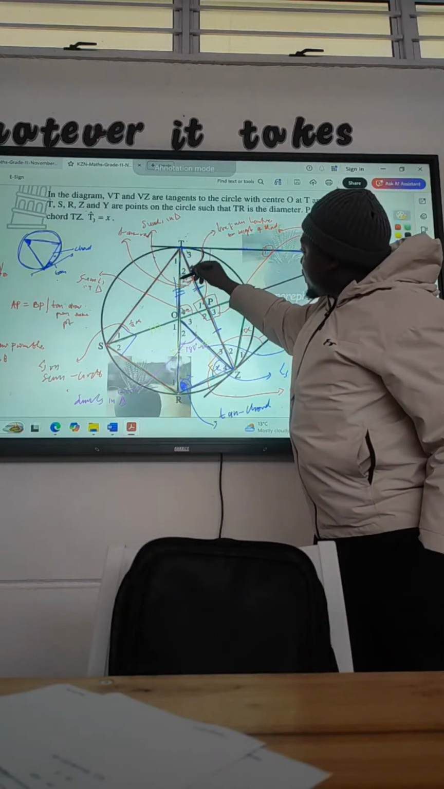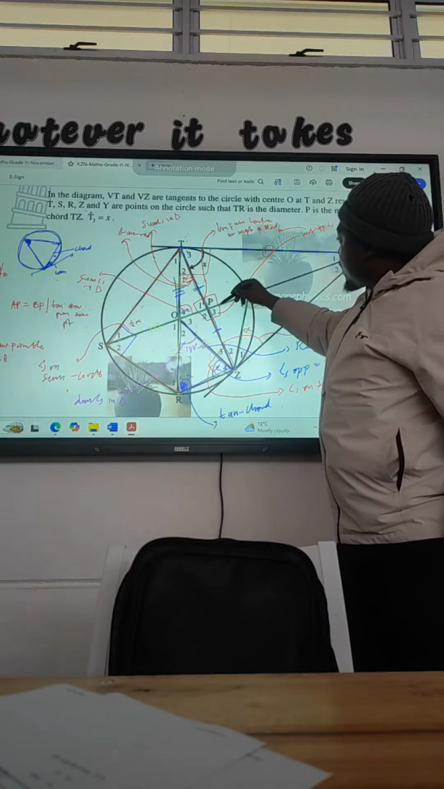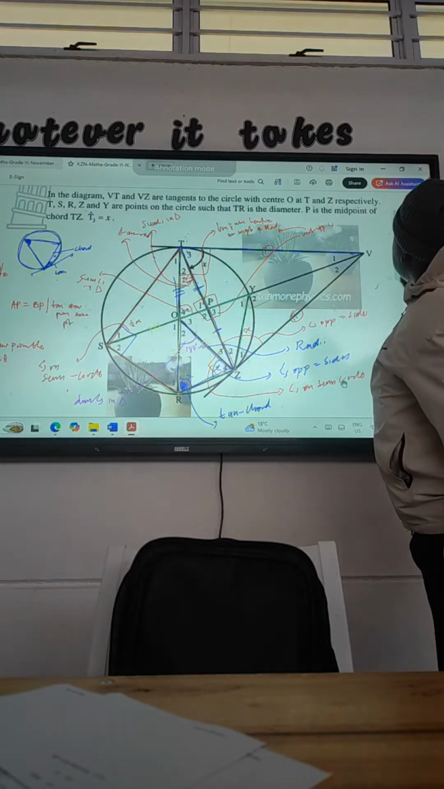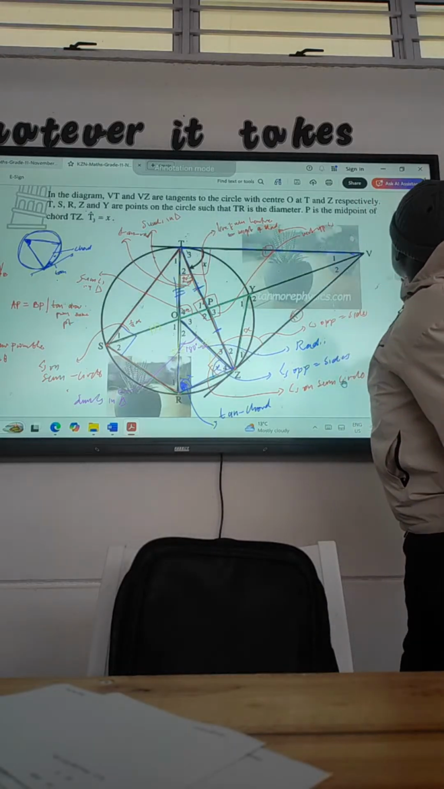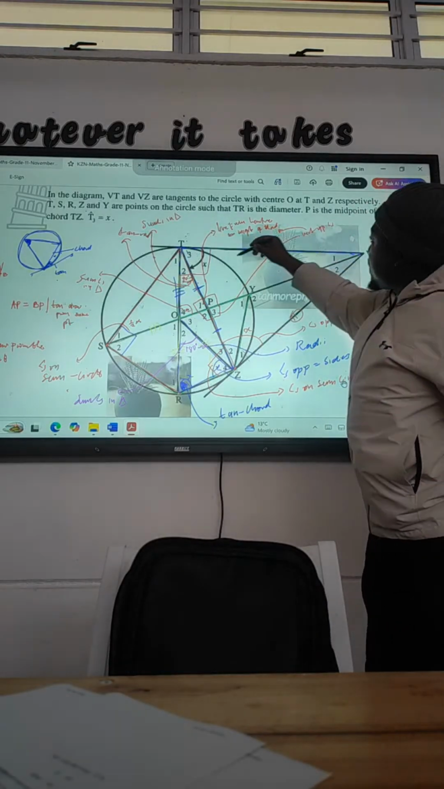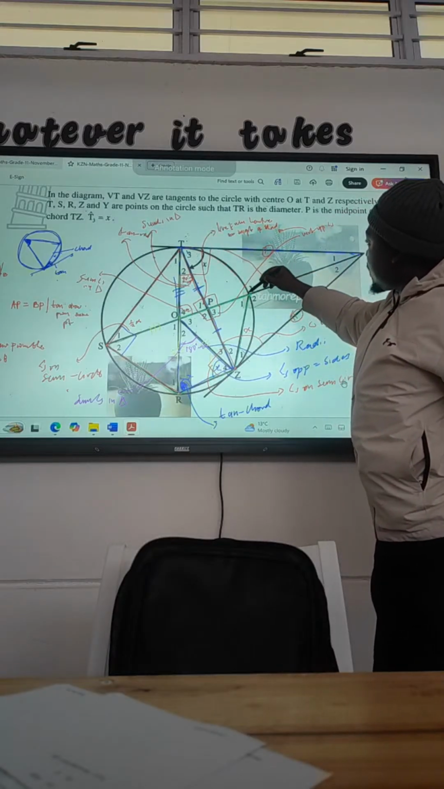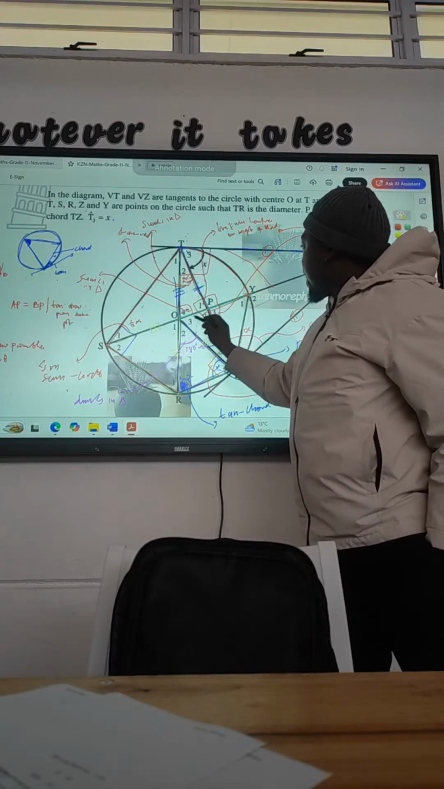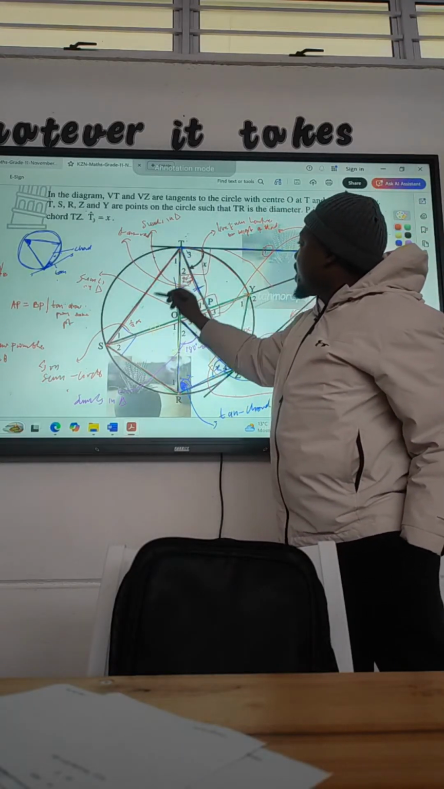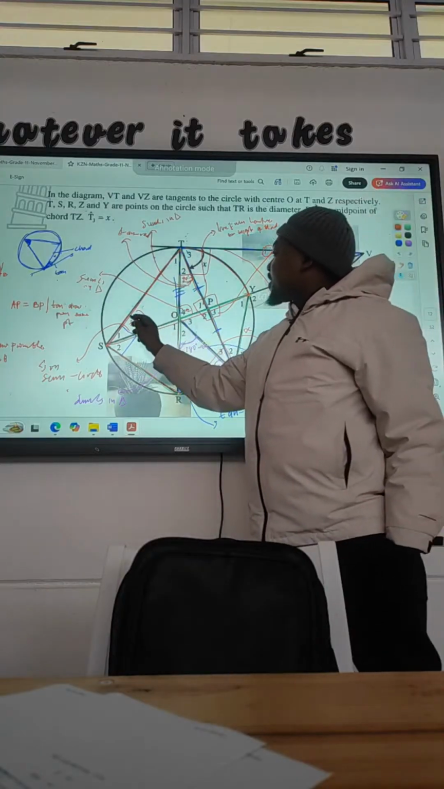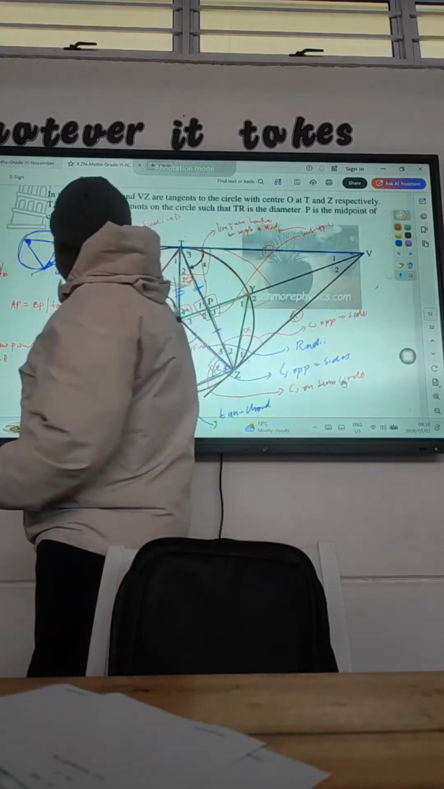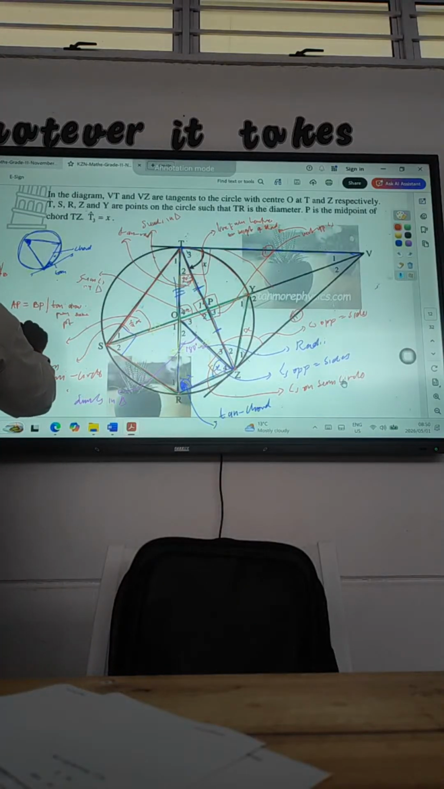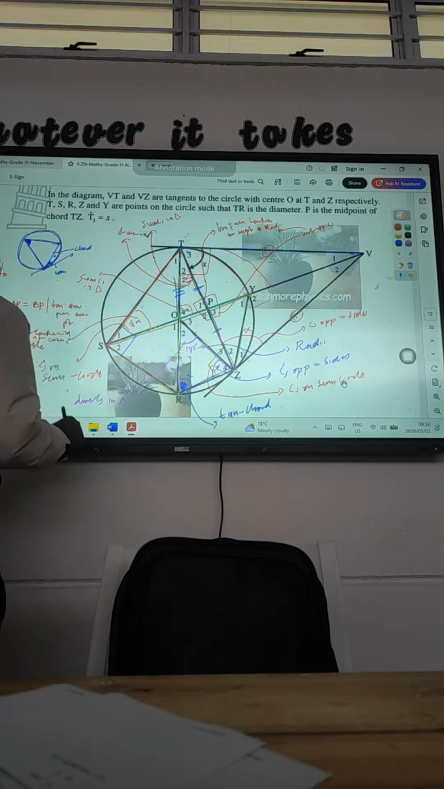We have x. X is subtended by this arc, red, and then we have x, and the same thing applies. The side is also subtending this one, hence we are having half of x, and so we say angle at center equals two times angle at circumference. Next.